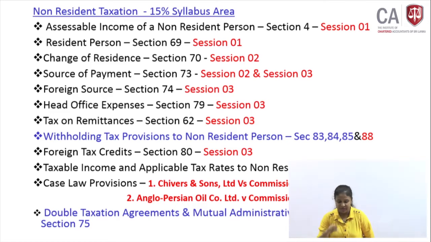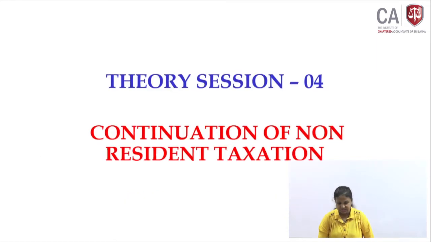The main focus now is to study the tax rates applicable as the withholding tax rates for a non-resident person. In that, sections 83, 84 and 85 and 88, which define the final withholding payments, we have discussed that part. Then this is theory session 4, the continuation of the non-resident taxation.